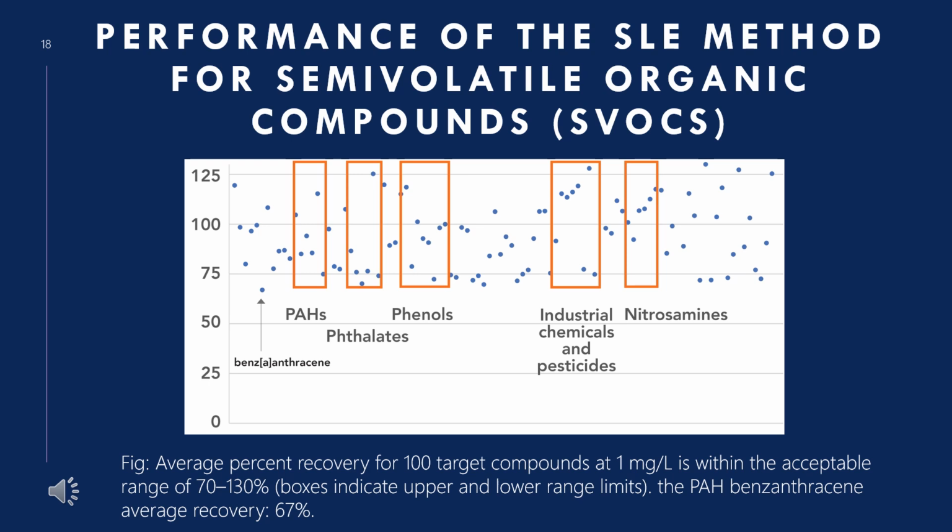So the average recoveries for these were found to be within this acceptable range, 70 to 130%, and the exception was only for the benzanthracene, which is about 67%. So these resulting extracts are analyzed finally using the GCMS method. Thank you.